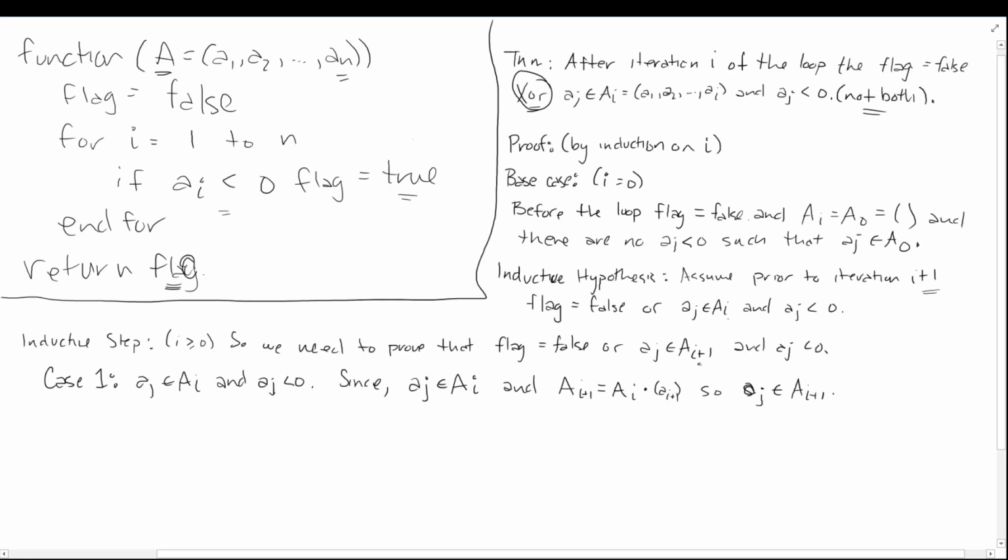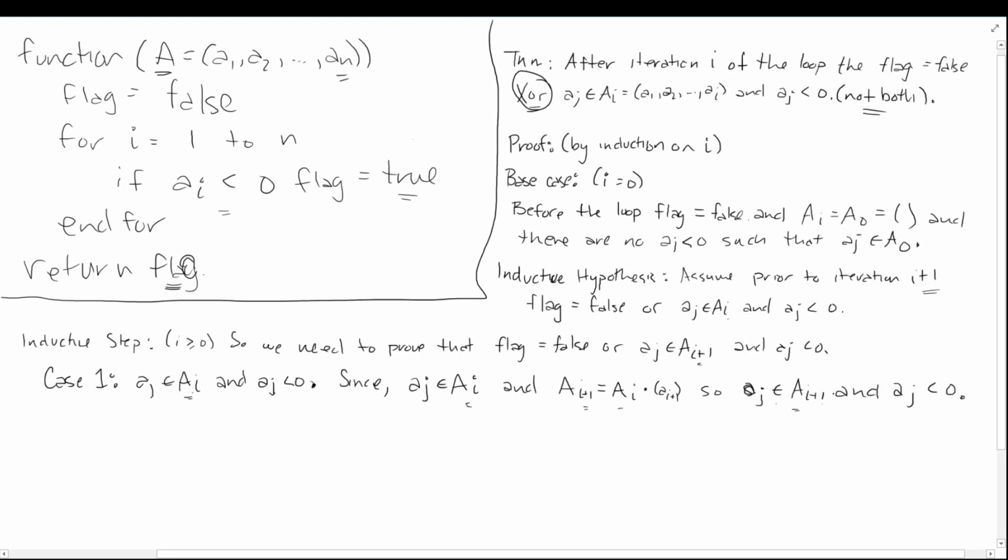Okay. So basically, I'm trying to make a very formal argument here saying that this negative number that we have already found in AI, since AI is included in AI plus 1, it must also be in AI plus 1. So we're done. Okay, so we know that AJ is in AI plus 1, and maybe I'll just add the last bit to make it very clear, and AJ is negative. We know that. That was part of my case assumption.